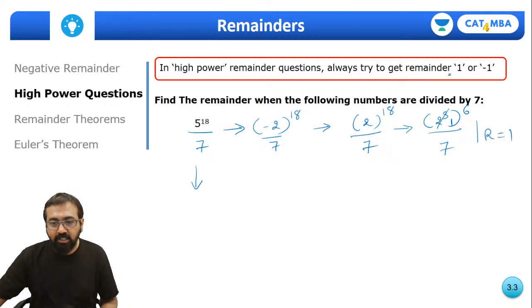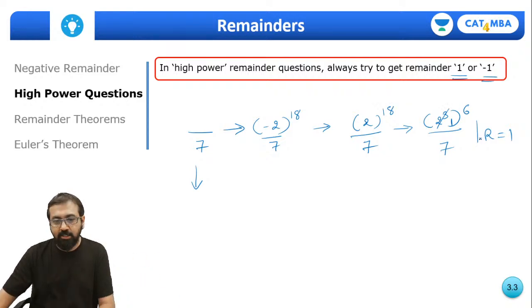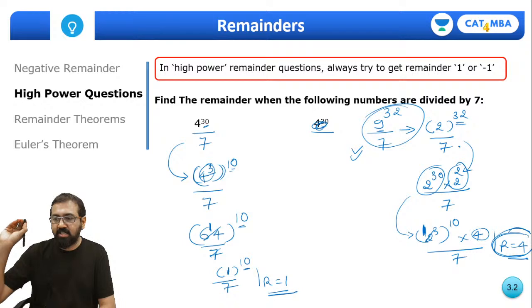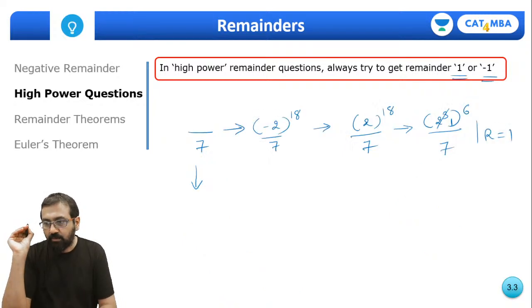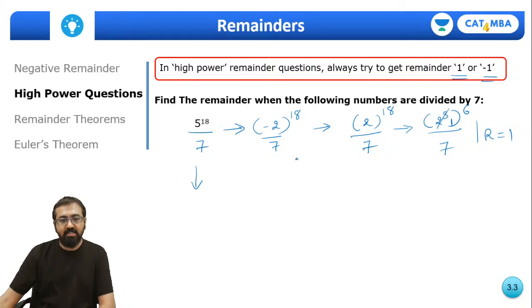I am following this principle that in a high power remainder question, we should always try to get remainder 1 or -1. Even in the previous question, no matter what the question was, my goal was to get that remainder 1 wherever possible. It's as simple as that. Okay, so this is one way of solving this question, guys. Now let's look at another approach for this question.